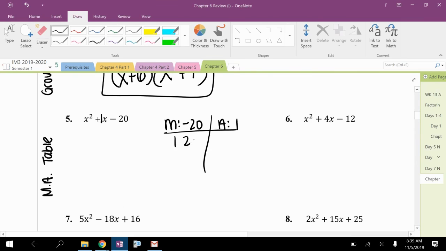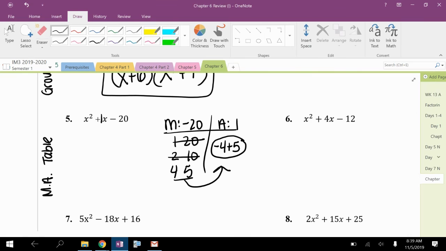20 divided by 1 is 20. Doesn't work. 20 divided by 2 is 10. Still not going to subtract to get 1. 20 divided by 3 doesn't work. 20 divided by 4 does work. Which one of them is positive? The 4 or the 5? The 5. Very good. So negative 4, positive 5 are my numbers. Because remember, 5 minus 4 is 1. 5 times negative 4 is negative 20. So we're good there. And we're done pretty much.